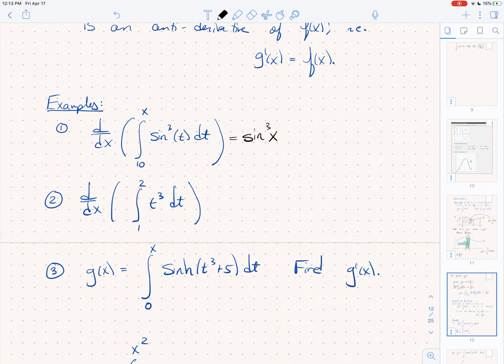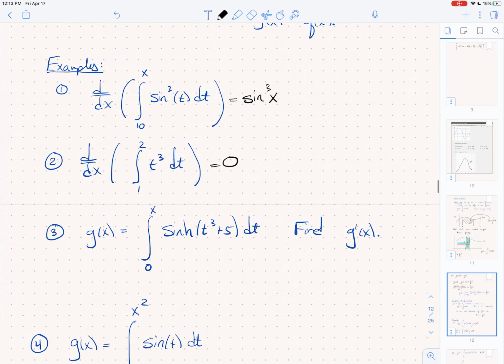So that's that. Second example, if I want to take the derivative with respect to x of the integral from 1 to 2 of t cubed, this is going to be a number. It may not be area if t cubed dips below the x-axis. It doesn't, though. T cubed is positive on 1 to 2, so this is just the area under t cubed from 1 to 2. That's a constant, and the derivative of a constant is 0. Done with that one.